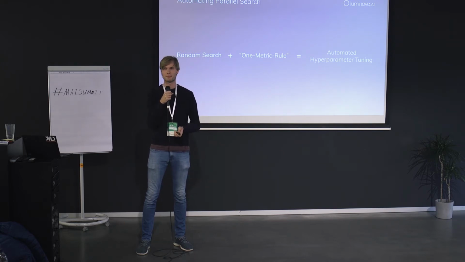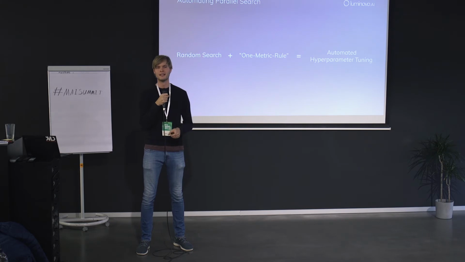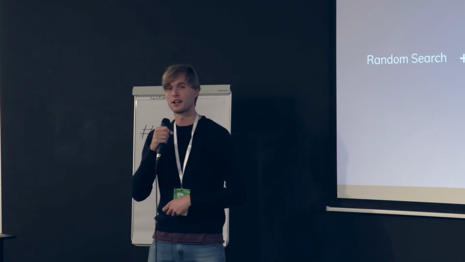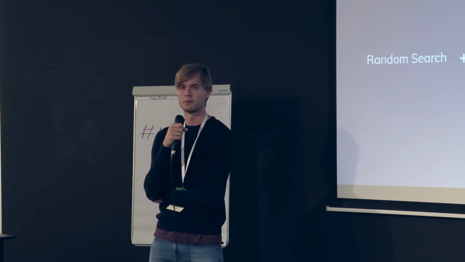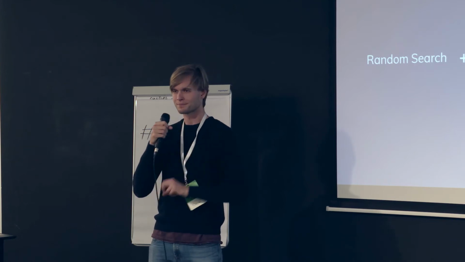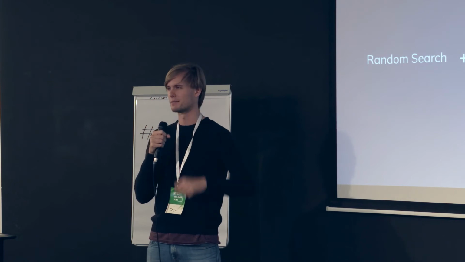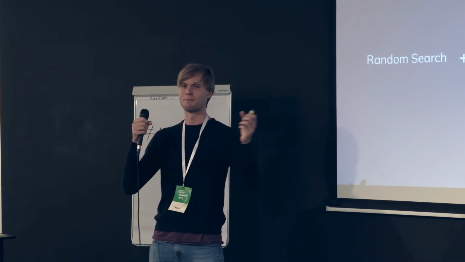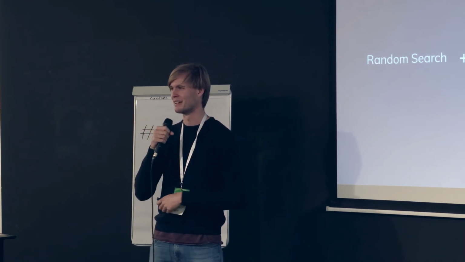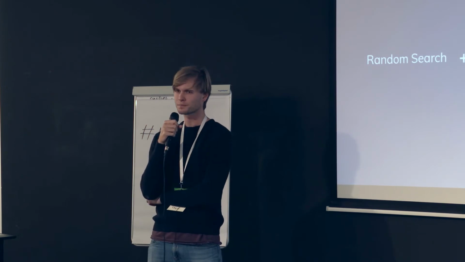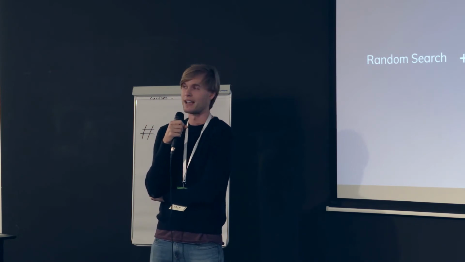Instead of babysitting, which is what I used to do back then, if I had lots of resources, I could just start a big random search over my hyperparameter sets, add the one metric rule, which at the end will just pop up the best model according to my one metric, and bam, I have automated the process that I want to do. And this is the easiest way, and that's also fine.